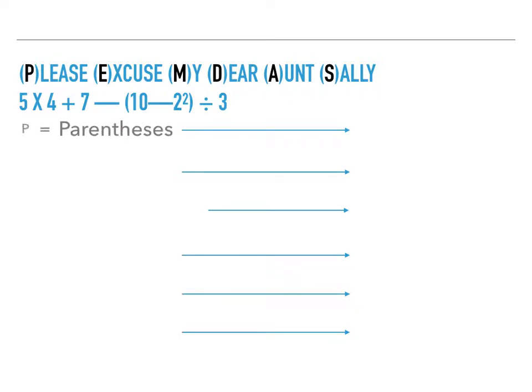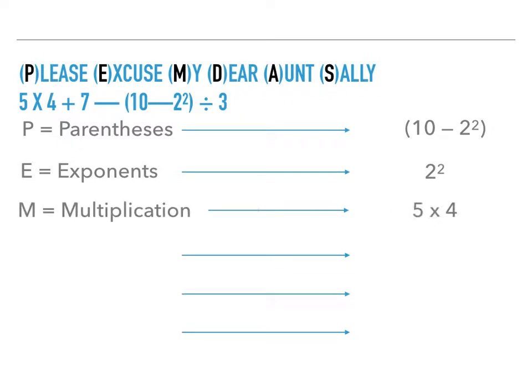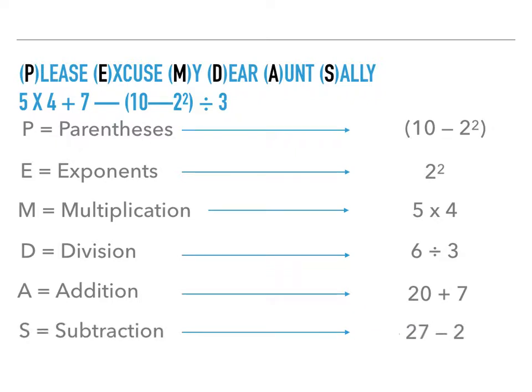The P stands for parentheses, as in the example I've given you in 10 minus 2 squared. The E stands for exponents, which I've given the example here, 2 squared. The M in PEMDAS stands for multiplication, as in 5 times 4. The D stands for division, as in 6 divided by 3. The A stands for addition, as in 20 plus 7. And S stands for subtraction, as in 27 minus 2.